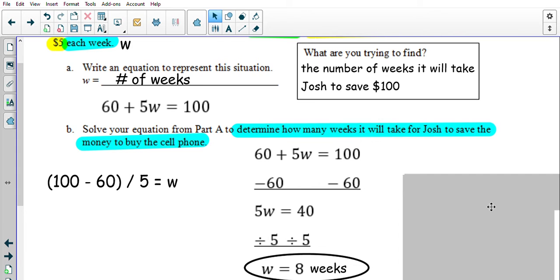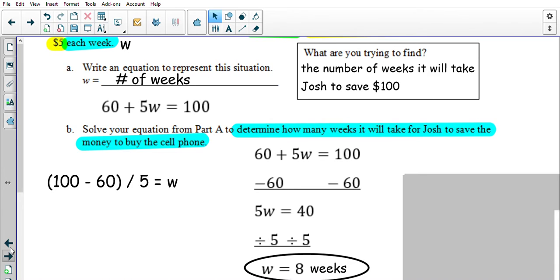So we take 40 divided by 5 to get 8 weeks. Again, this makes sense because if he already has $60, he still needs to save 40. If he's saving $5 each week, take 40 divided by 5 to figure out how many weeks that's going to take. Don't forget a label on your final solution as well. If you're not sure what label to put on it, reread what you're trying to find or reread the question. Determine how many weeks it will take for Josh to save the money to buy the cell phone. Well, this is 8 weeks.